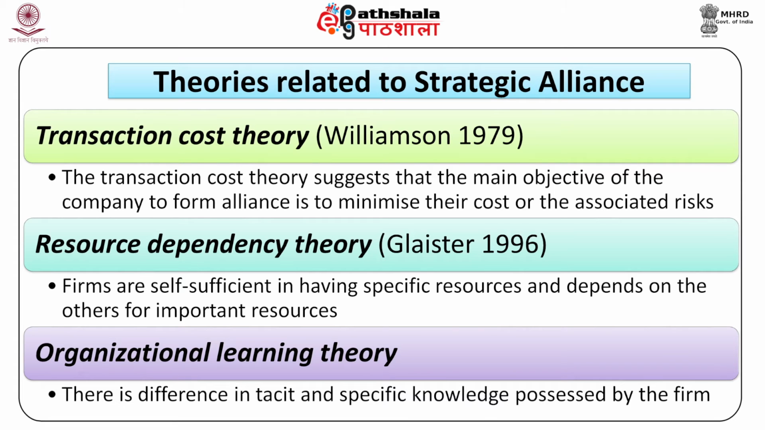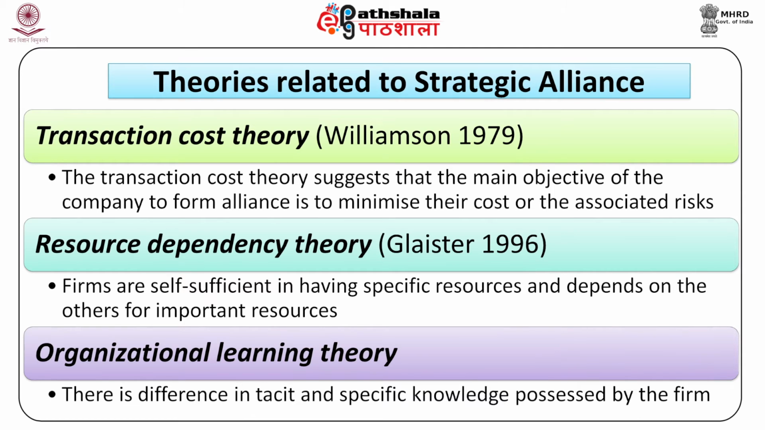Resource dependency theory. It was given by Glaister in 1996. This theory states that firms are self-sufficient in having specific resources and depend on others for important resources. Inadequate availability of strategic resources acts as a driver for alliances and provides ways to reduce uncertainty. The theory implies that companies react and adapt to their environment.